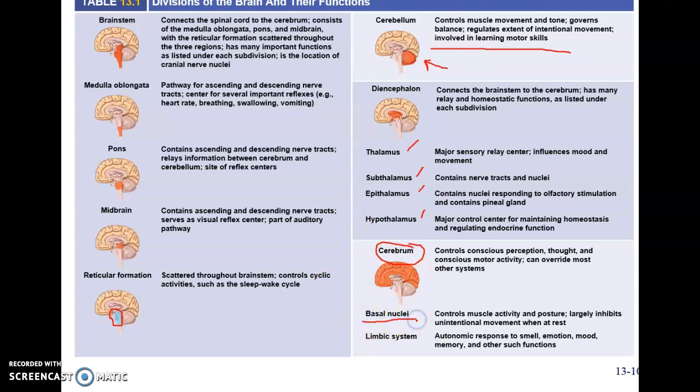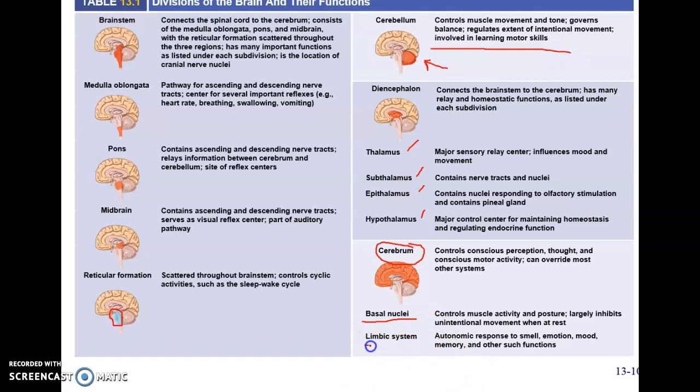The basal nuclei, and you'll be able to see this. So nuclei is a collection of nerve cells, a collection of nerve bodies inside the central nervous system, right? Outside of the central nervous system, we said that a collection of cell bodies was called a ganglion. Inside, it's called a nucleus.